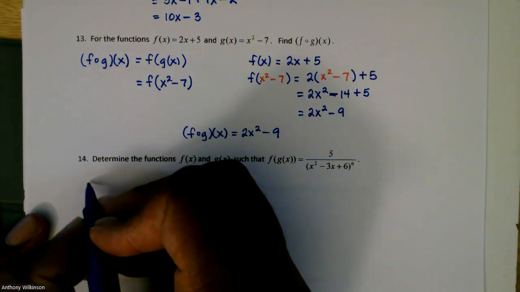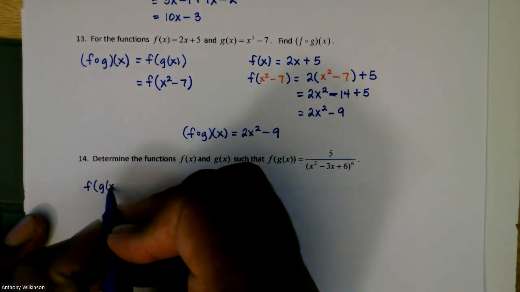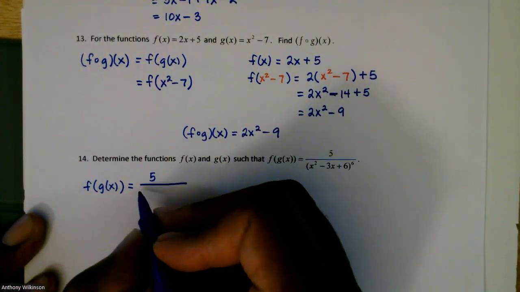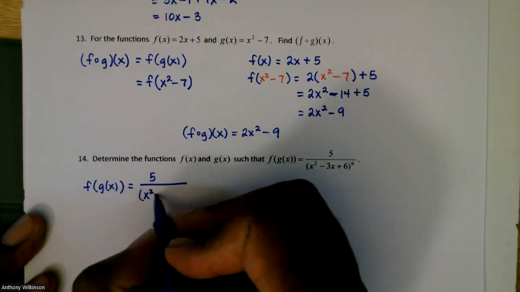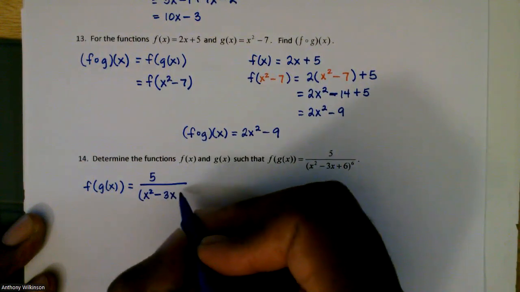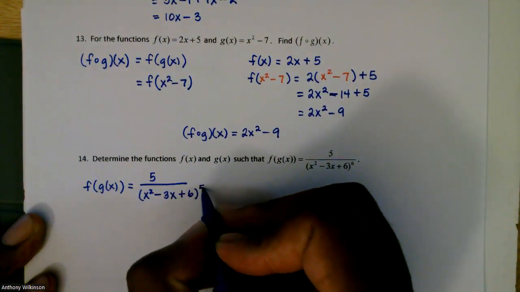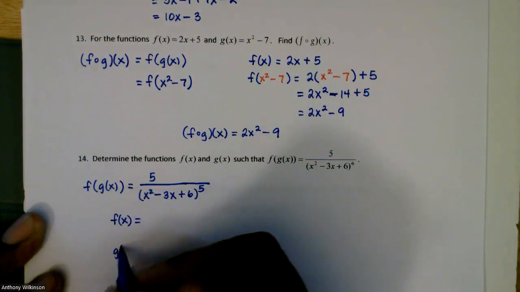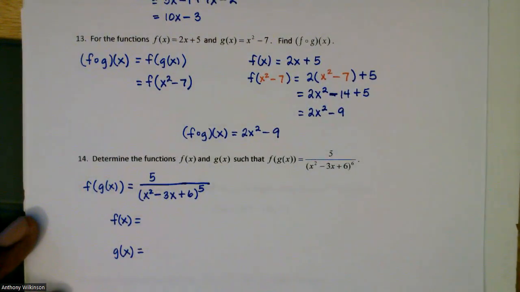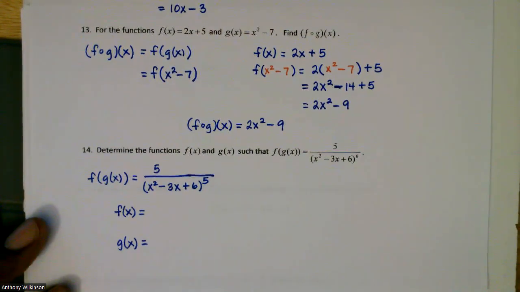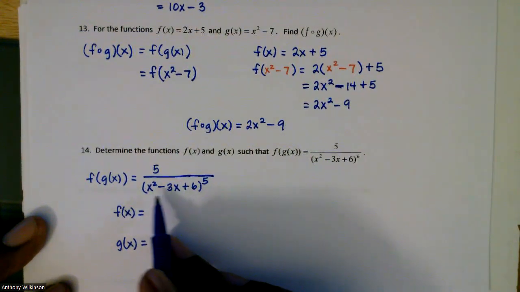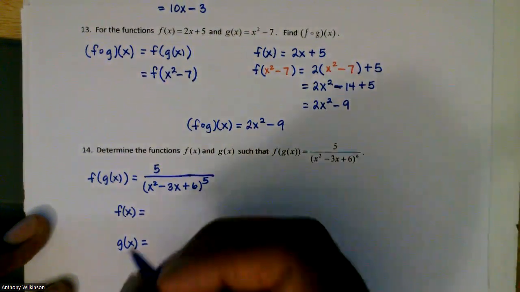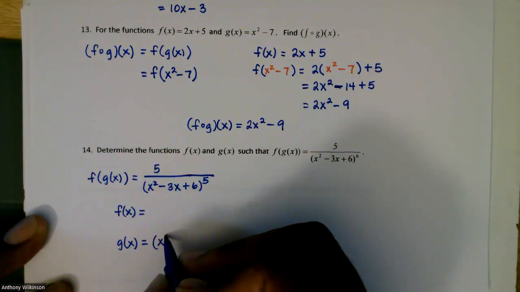And I'll go ahead and rewrite this. So here I'm going to be decomposing this composite function and write it as two functions, f of x and g of x. Now notice that g of x is always your inside function in this case. So the inside function here will have to be something like, let's say, this denominator of x squared minus 3x plus 6, and that quantity is to the 6th power.